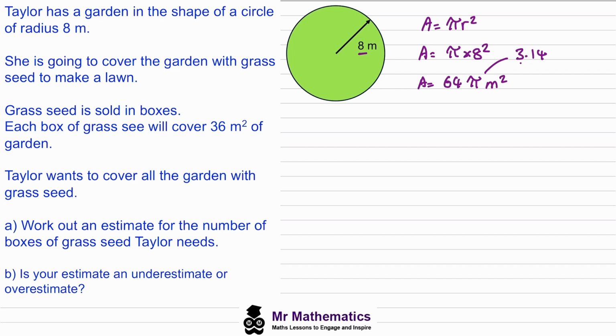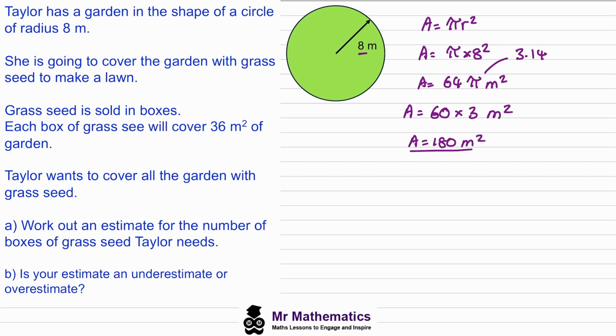So it is this value which we need to round to one significant figure. We'll round this to 3. So the area, we can round the 64 to one significant figure as well. This will be 60 multiplied by the pi approximated to 3. This will be meters squared. 60 times 3 is 180.